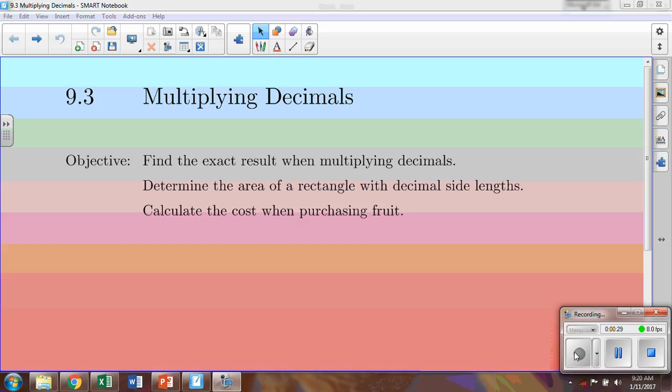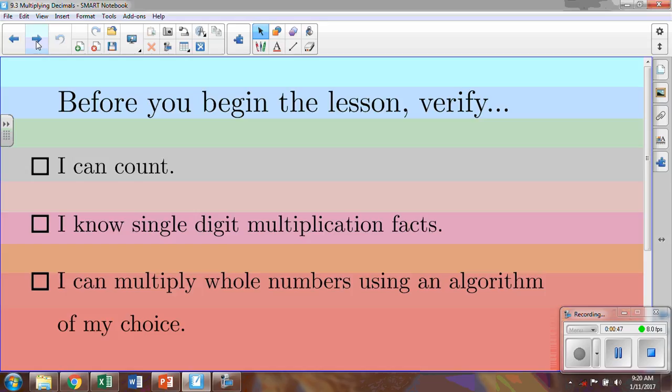We'll use that method to accomplish our objectives of finding the exact result when multiplying decimals, and with that we can determine the area of a rectangle, and we'll also be able to calculate the cost when we purchase fruit.